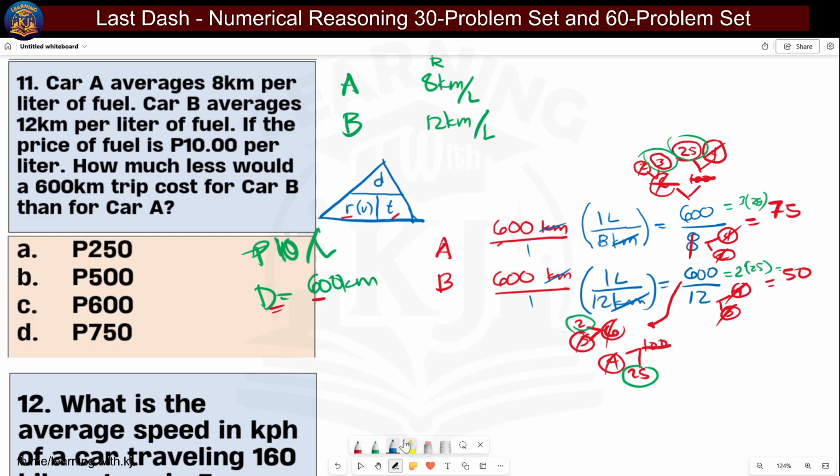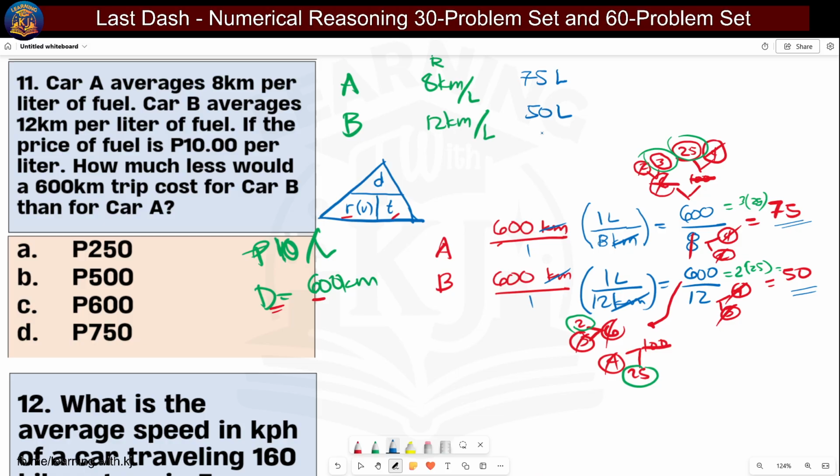Balikan natin yung problem natin, yung pinaka-problema natin. Kapag ito yung number of liters na na-spend nitong car A, ito naman yung number of liters na na-spend ni car B, ilan yung presyo kada litro? So, we have here 75 liters. Okay, 75 liters. And ito naman siya is we have 50 liters. Pag i-check mo, 75 times 8, that's 600. 12 times 50, that's 600.